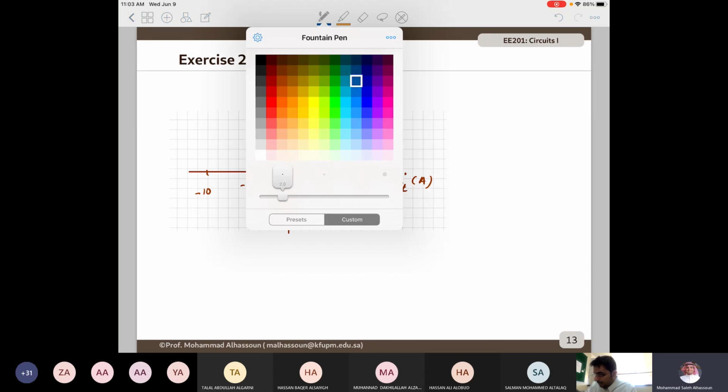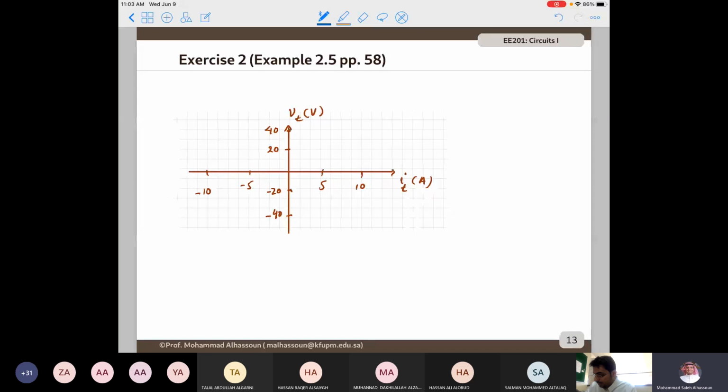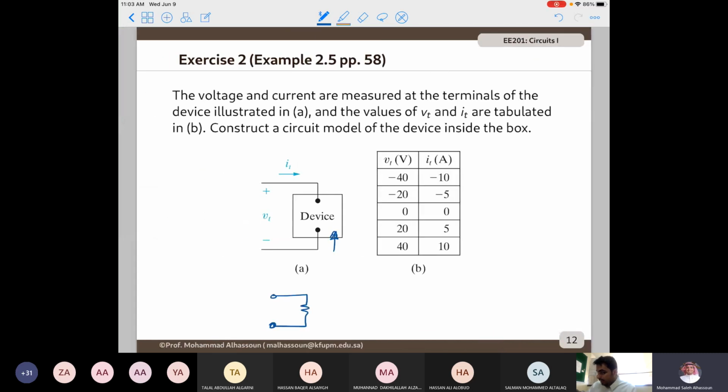From the table, we saw that if the applied voltage is negative 40, then the current is negative 10. Yes, Abdullah. Why do we need to plot it? Can't we just use Ohm's law to figure the resistance? Yes, we can do that. But I always prefer to plot it because if you plot it, it will reveal some useful information.